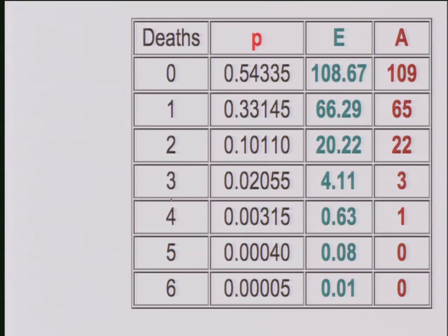This was the actual number from the data. You can see it's extremely close. The fit is very, very close. This is why the Poisson process is such a powerful concept, and this is why you'll find it useful if you understand it.